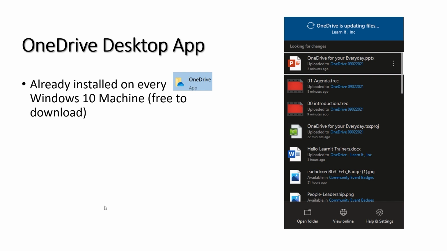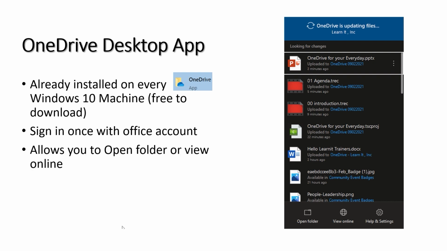Now, keep in mind that once you sign in, you're going to have to actually sign in with your Office account. And this OneDrive desktop application is going to allow you to view your OneDrive files directly from your computer's File Explorer by opening a folder, or it lets you access OneDrive via OneDrive.com on the web by hitting View Online, where you can access things like the recycling bin and also the shared area to see what files you've shared and what files people have shared with you.